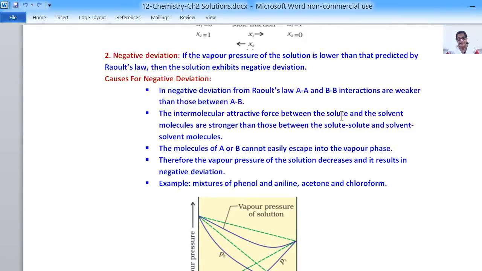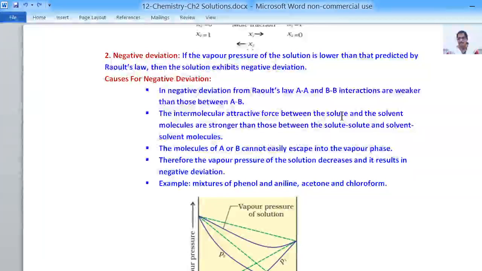Mixtures of phenol and aniline. In phenol and aniline, the bond between phenol and aniline is a very strong bond. As a result, neither phenol nor aniline has much tendency to escape into the vapor phase. As a result, the vapor pressure will be lower, and so it exhibits negative deviation.